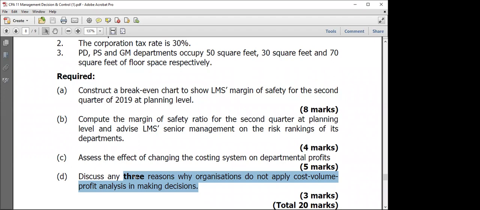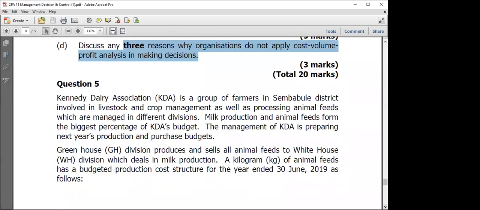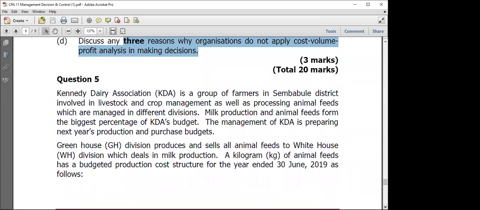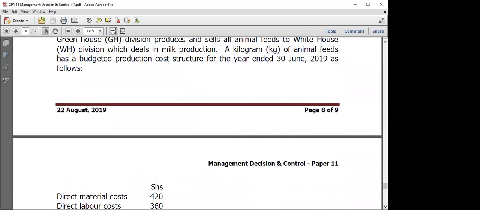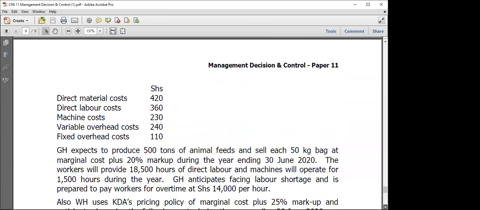So it is from those assumptions that you can craft and give reasons why organizations don't apply it, because the assumptions mean that if those conditions don't hold, for example, if prices keep changing, then the CVP analysis will not be appropriate. So you just pick three assumptions, craft them, and you earn at least those 3 marks. You can see every question has some theoretical element that can support you to at least make good marks.